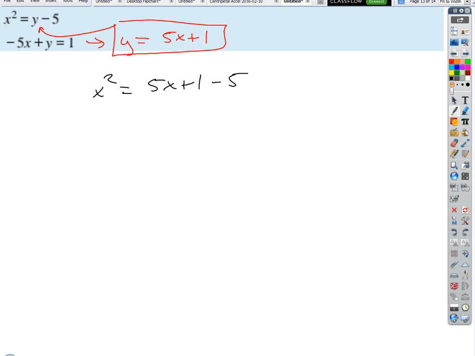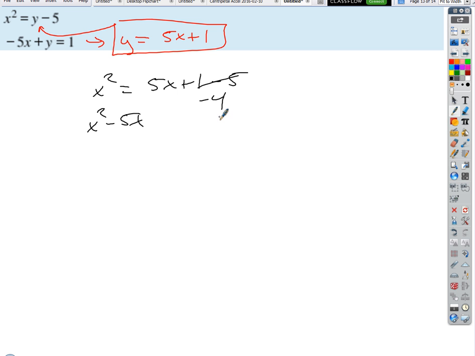Okay, now let's focus on this. This is a quadratic equation. I've got x squareds and x's. So my goal is I've got to put this into standard form and solve the equation, right? So if I subtract the 5x to this side, 1 minus 5 just becomes negative 4, right? So I'll add 4 to this side. Everybody agree that's what I get? x squared minus 5x plus 4 equals 0?